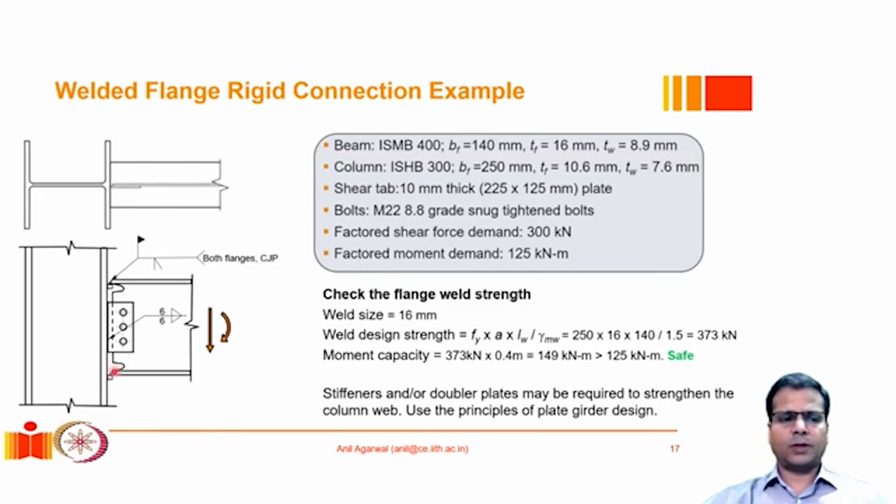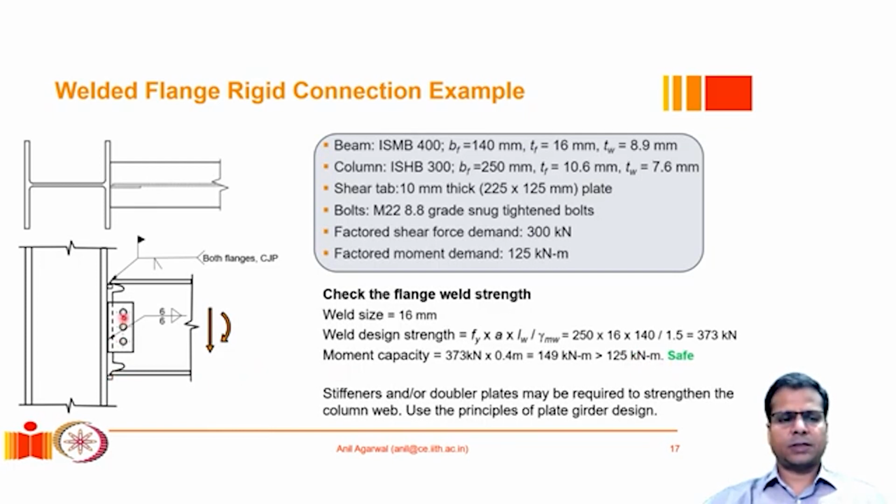Now, for a weld of this strength, how much moment can it resist? Since there are welds present at both ends, we can calculate the moment capacity of this weld couple by multiplying this strength with the lever arm. The lever arm between the two welds can be estimated as 400 millimeters, which is the depth of the beam. To be more precise, we could have taken it as the distance between the flange center to the flange center, but here it is done rather approximately, and this strength turns out to be 149 kilonewton meter. The factored bending moment demand was 125 kilonewton meter, and the capacity is 149, which is significantly higher than the demand, and therefore this connection can be considered as safe.